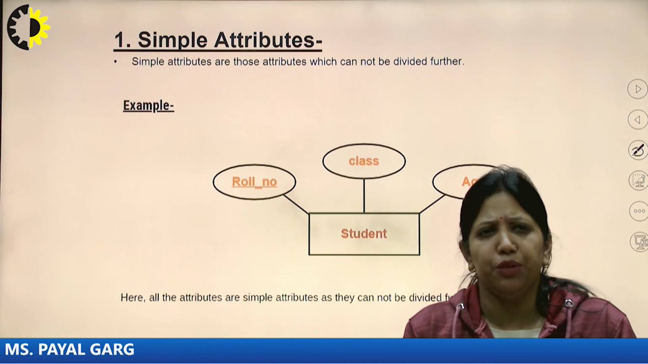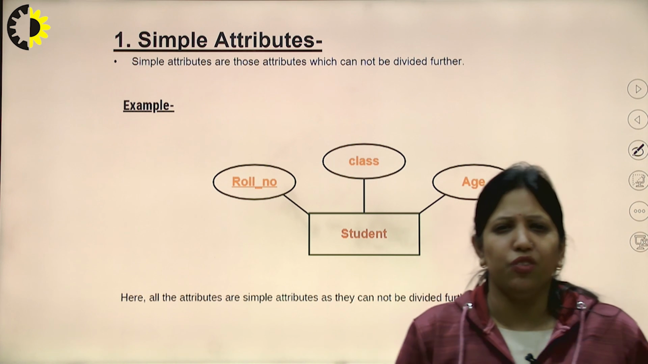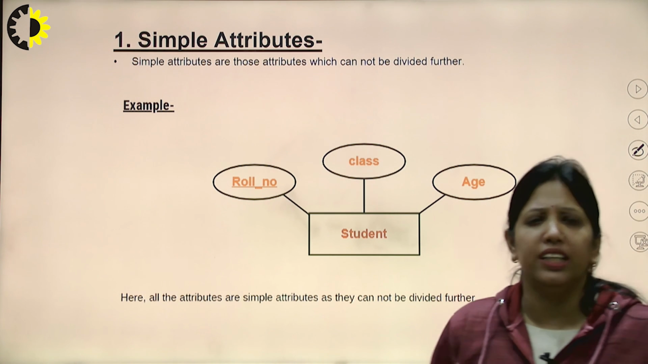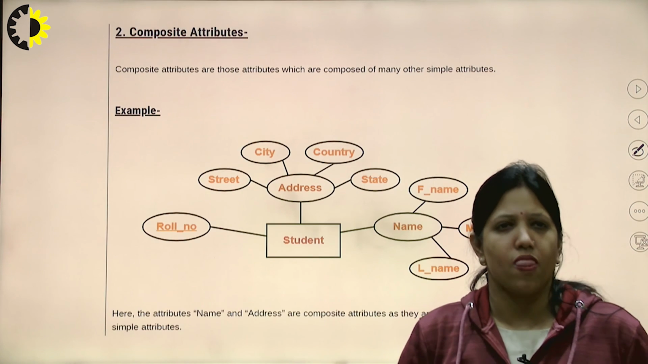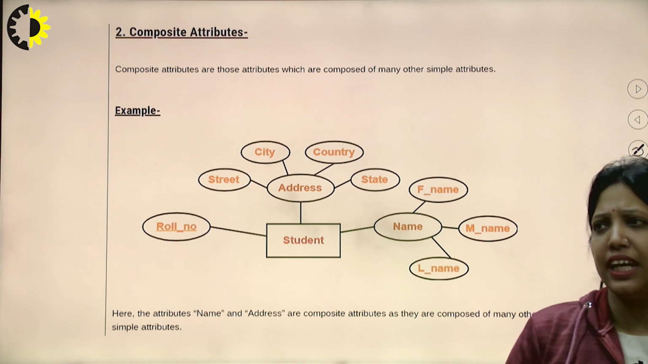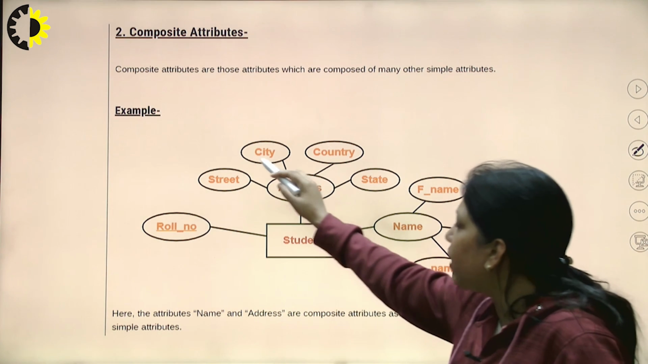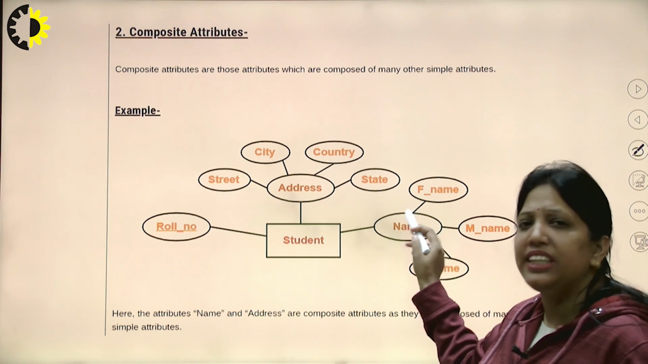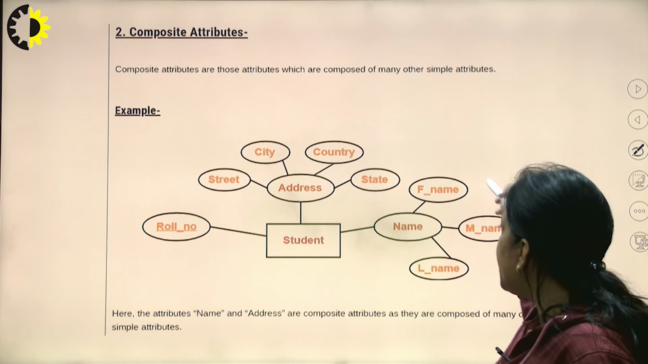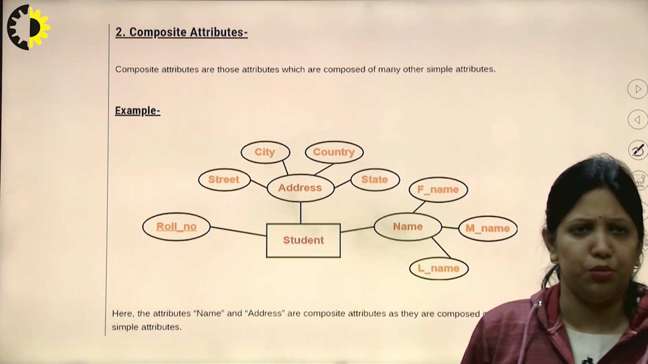First is a simple attribute, which cannot be divided further and has only single values. Those attributes are called simple attributes, for example, roll number, class and age. Then we have composite attributes that can be divided into multiple attributes. For example, student address is divided into street, city, country and state. And name is again a composite attribute that can be divided into first name, middle name and last name. So this also acts as a composite attribute.